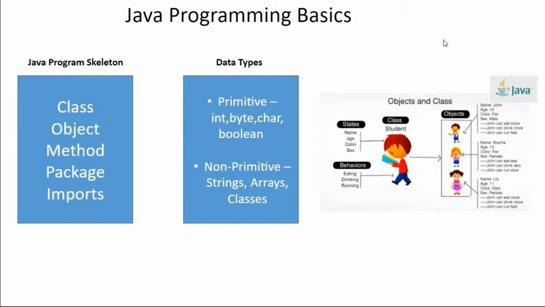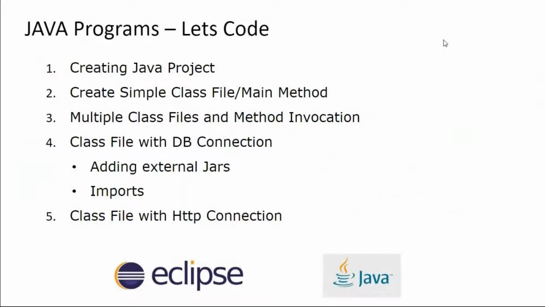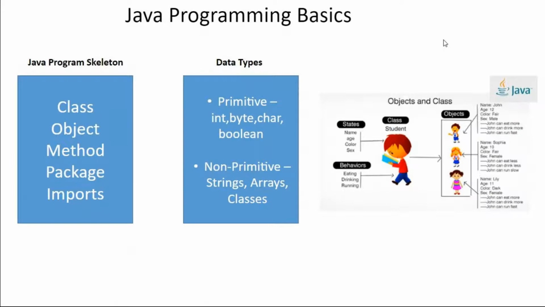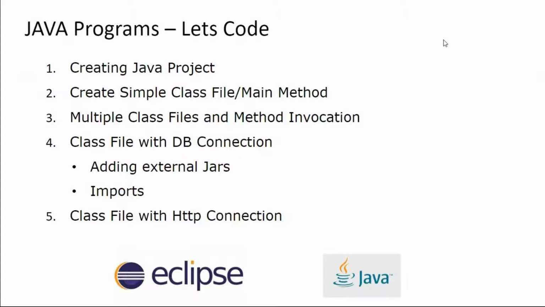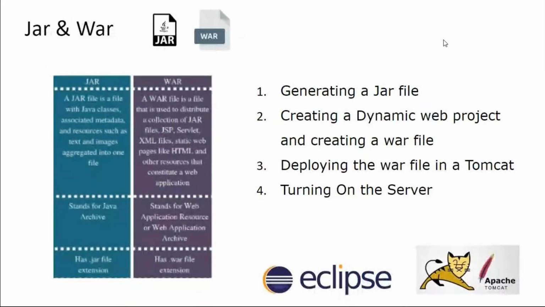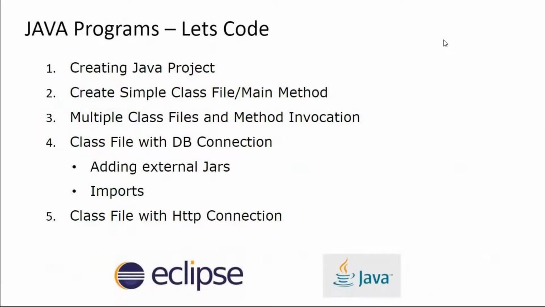We're not going to look into it the way a lot of books are written: go learn the object-oriented concepts, go and look into data structures. We're not going to go in a theoretical way. We're going to do it in a reverse way, where we will create programs. We'll first just understand the skeleton, what each of these means, and then we'll write the programs: creating a new Java project in Eclipse, creating multiple class files, calling one class file from another, and then creating a class file with a DB connection. We'll introduce external jar files, import those jar files, and make an HTTP connection from the class file.